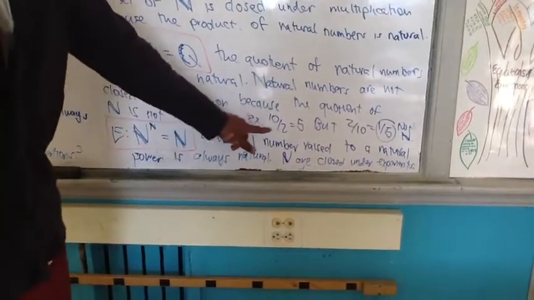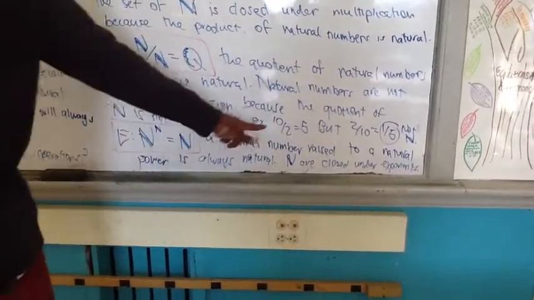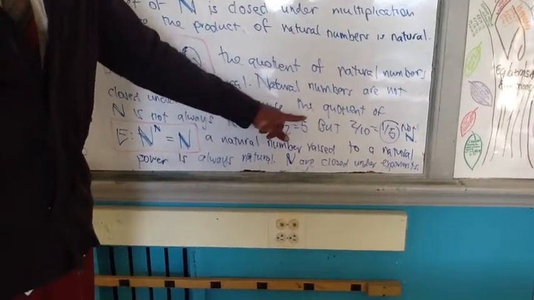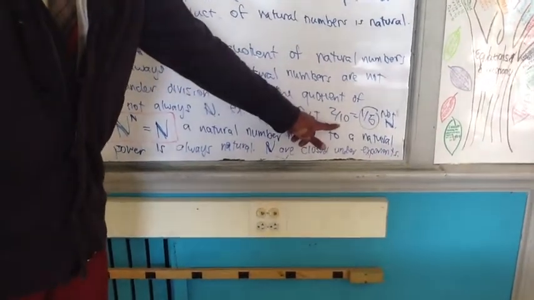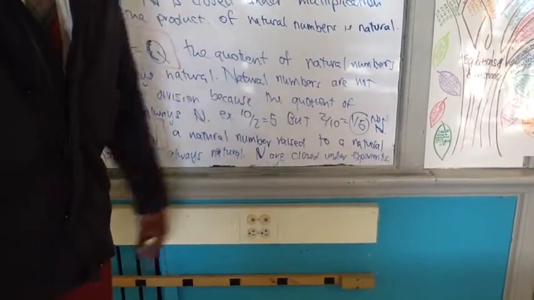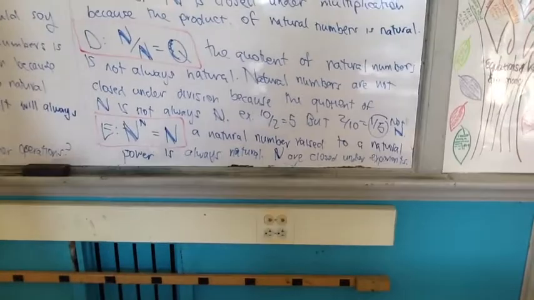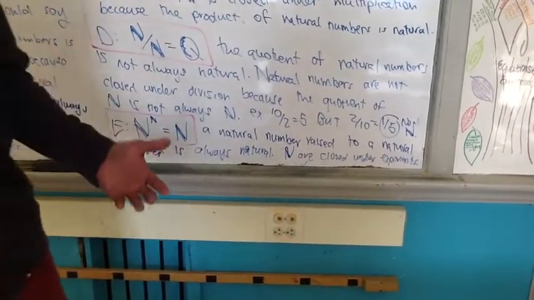So as an example, we see 10 divided by 2 is 5. 10 is natural, 2 is natural, 5 is natural. However, 2 divided by 10 is a fraction, 1 over 5, or 2 over 10, which is not natural. It's not whole.